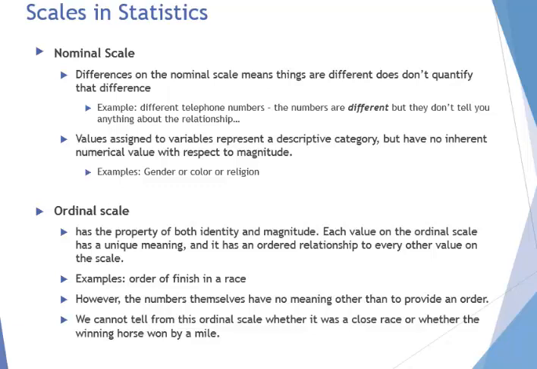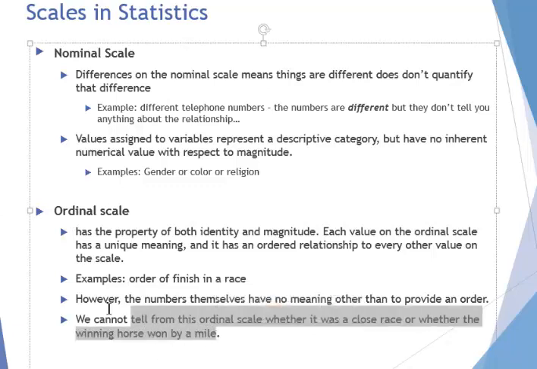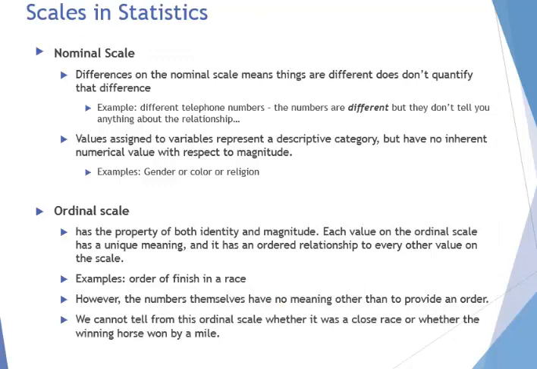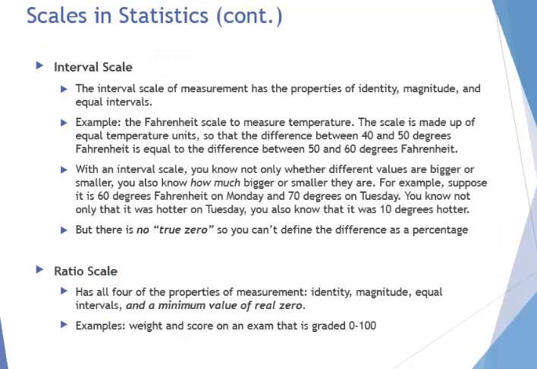It's an ordinal scale. It has magnitude, it has size, but it doesn't really tell us anything about the relationship between the results. We can't tell from this ordinal scale whether it was a close race or whether the winning horse in a horse race won by a mile.